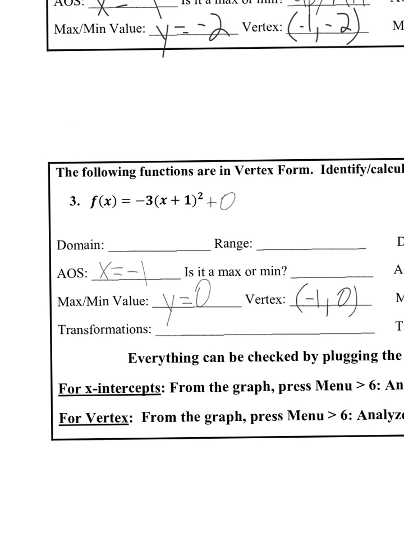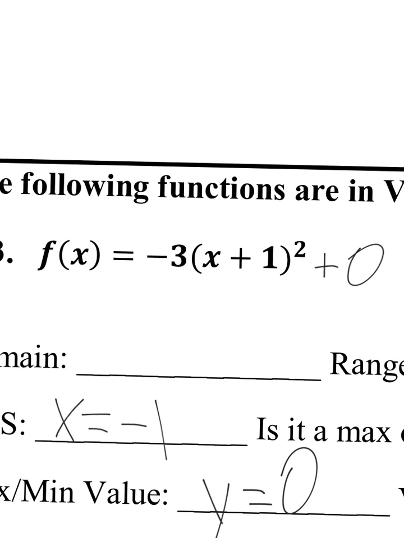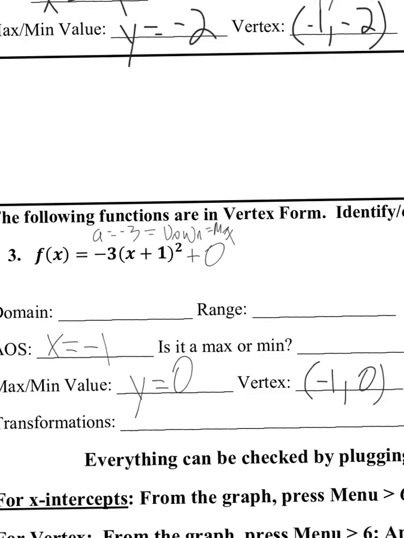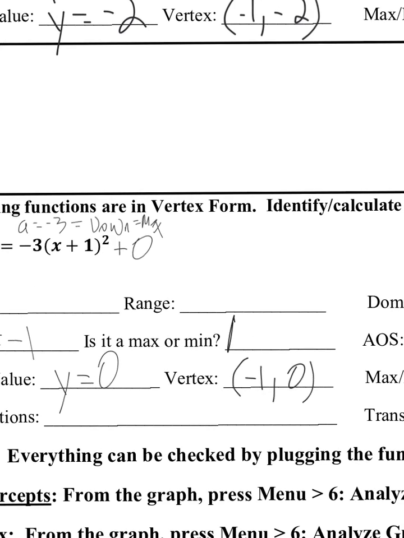Now let's talk about, is it a max or minimum? Remember, you still have an A in the formula. So A is negative. So we can just make a little note here that A is -3, which means it's going to open down. And if it opens down, then I have a max value. All right? So is it a max or min? It's a max. And this is all doing it without looking at the graph.